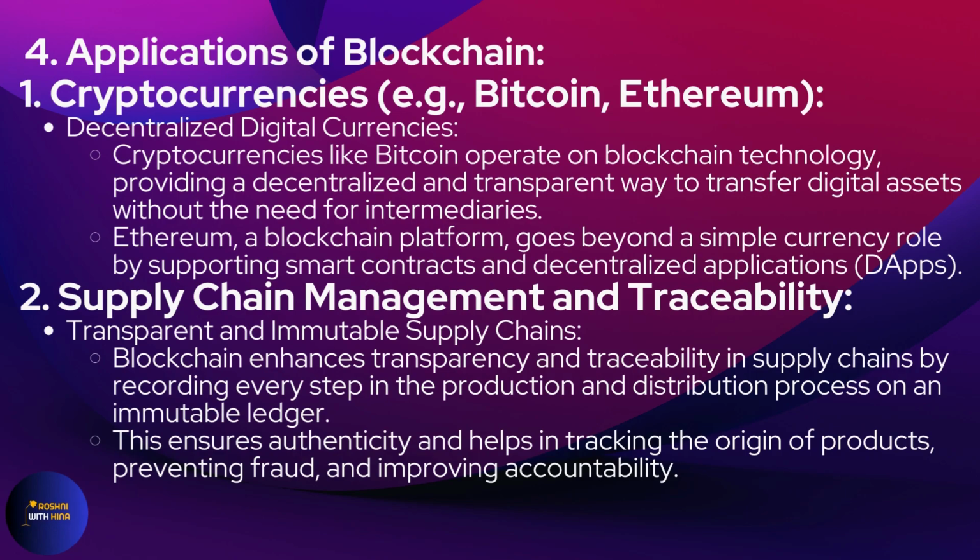Supply chain management and traceability. Transparent and immutable supply chains. Blockchain enhances transparency and traceability in supply chains by recording every step in the production and distribution process on an immutable ledger. This ensures authenticity and helps in tracking the origins of products, preventing fraud, and improving accountability.